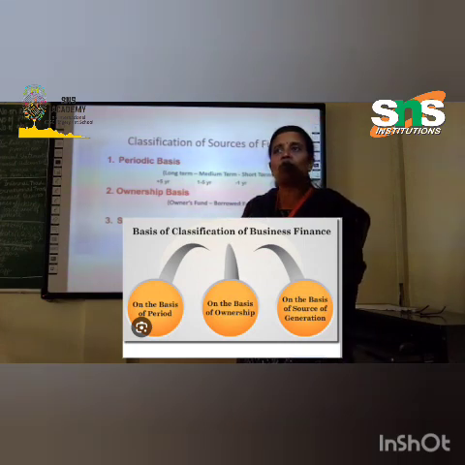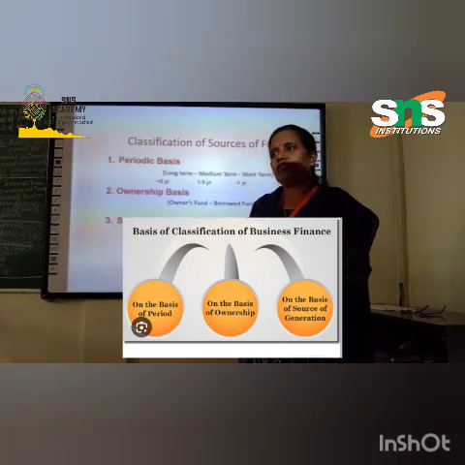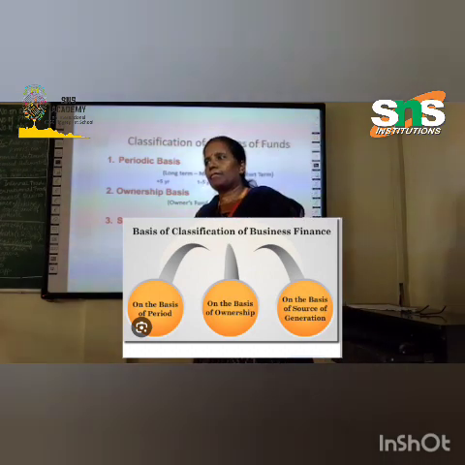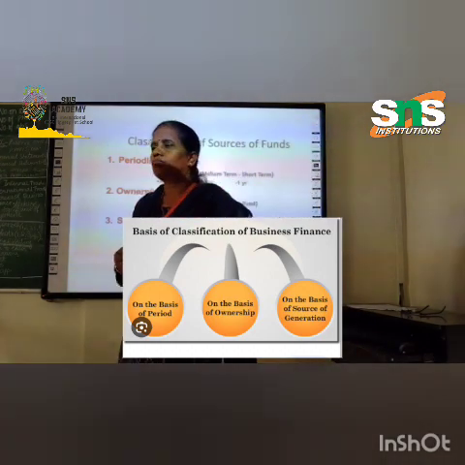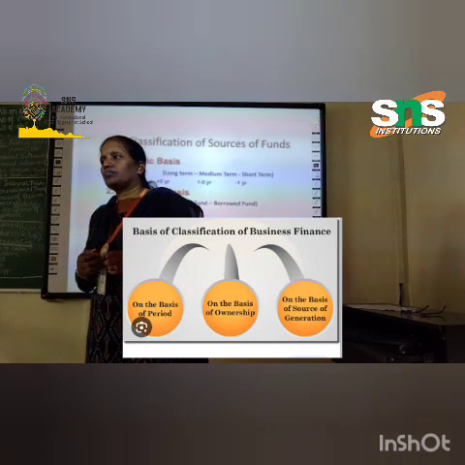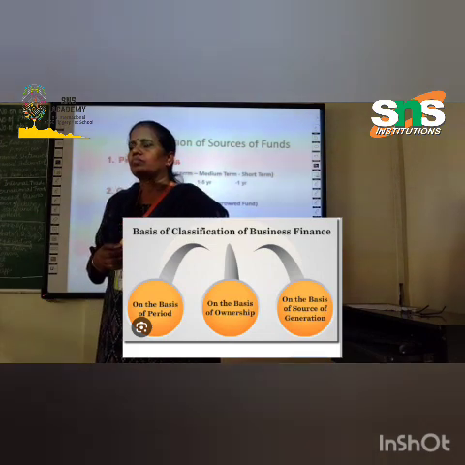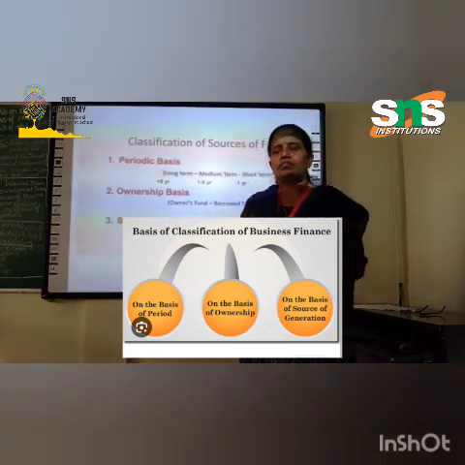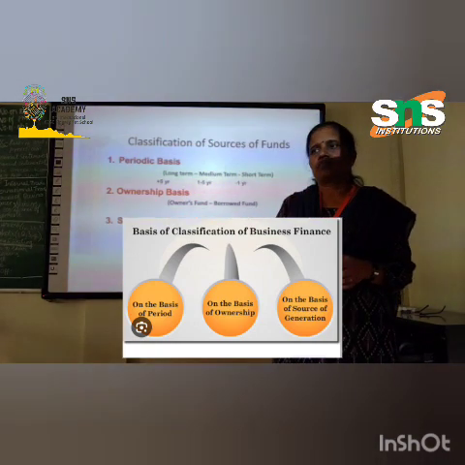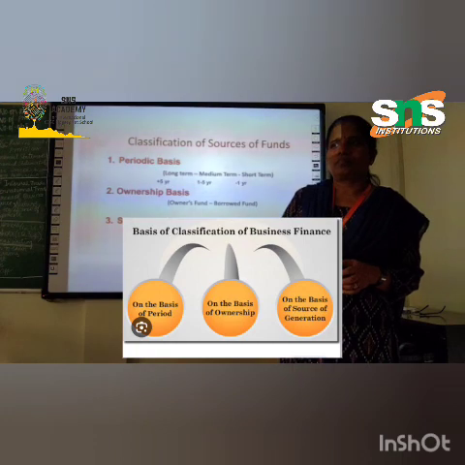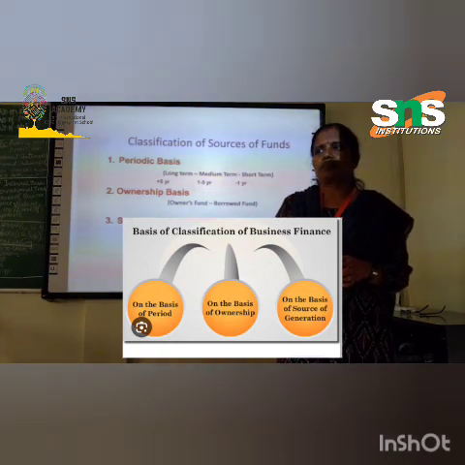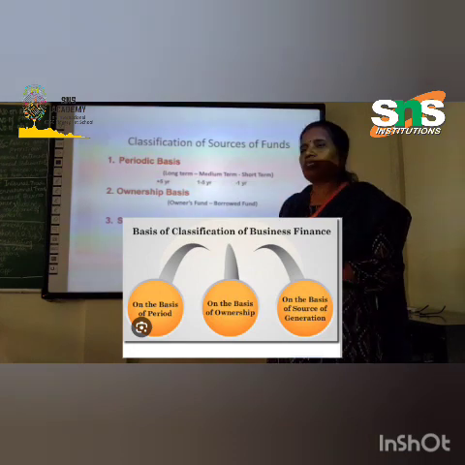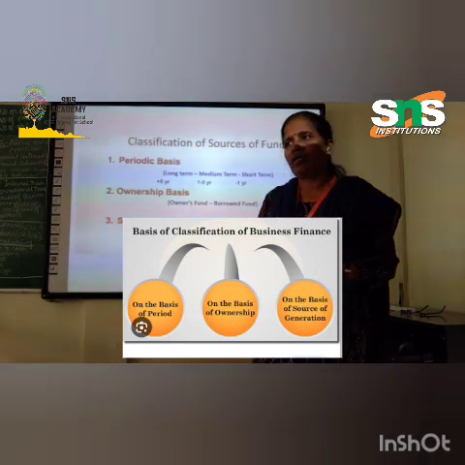Next is borrowed fund. Borrowed fund, on the other hand, refers to the fund which is raised through loans or borrowings. These sources include loans from commercial banks, financial institutions, issues of debentures, etc. These are the examples of owner's fund and borrowed fund.